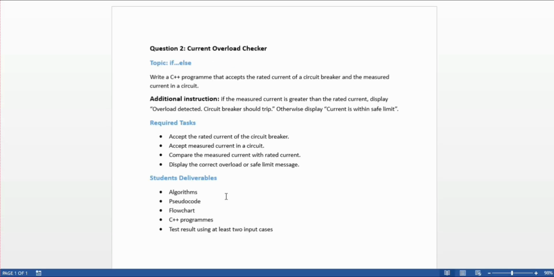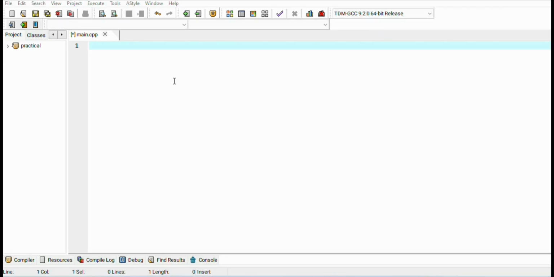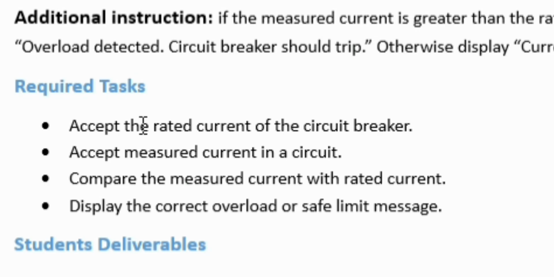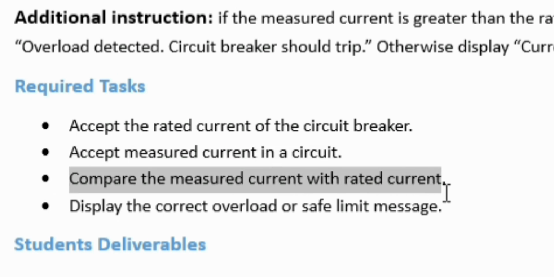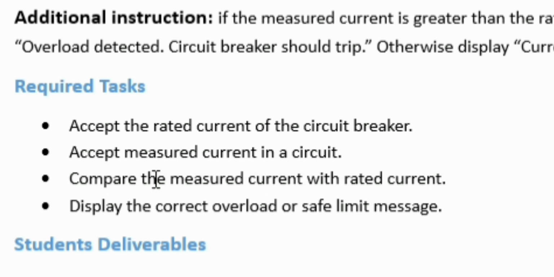So let's see how we are going to solve this question. Before we write our C++ code, I want us to look at the requirement first. Your C++ code should be able to accept the rated current in the circuit, accept the measured current, compare the measured current with the rated current, and display the correct overload or safe limit message.